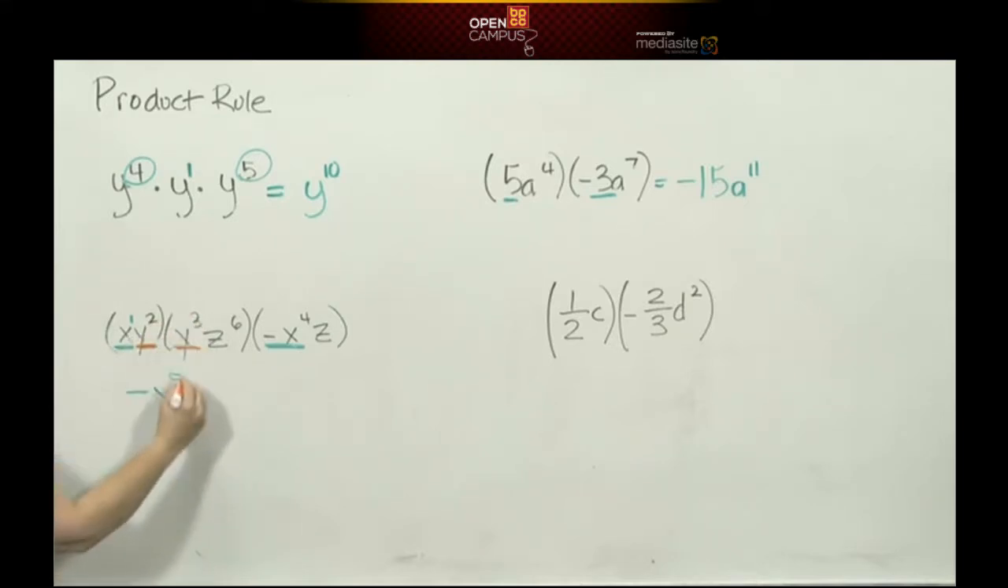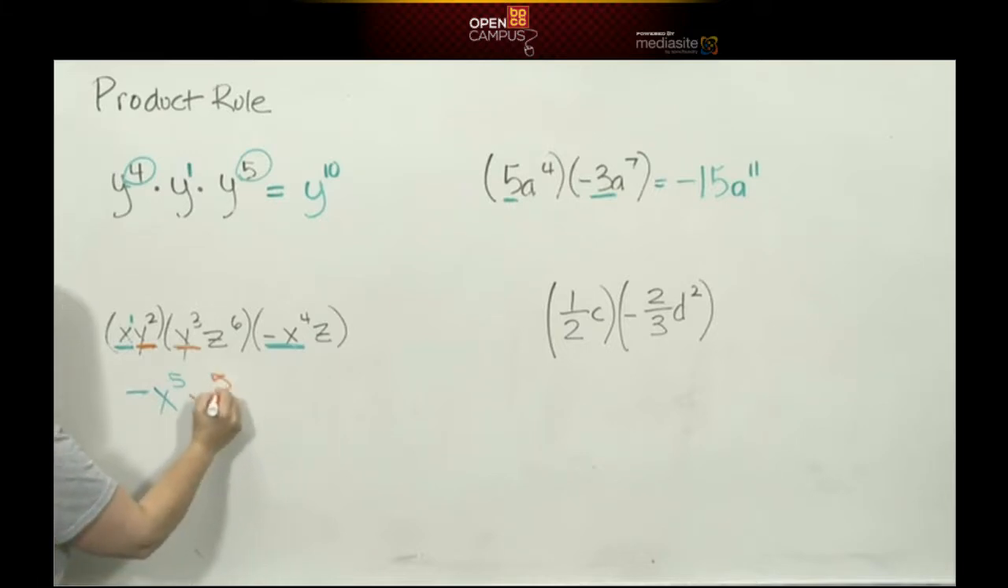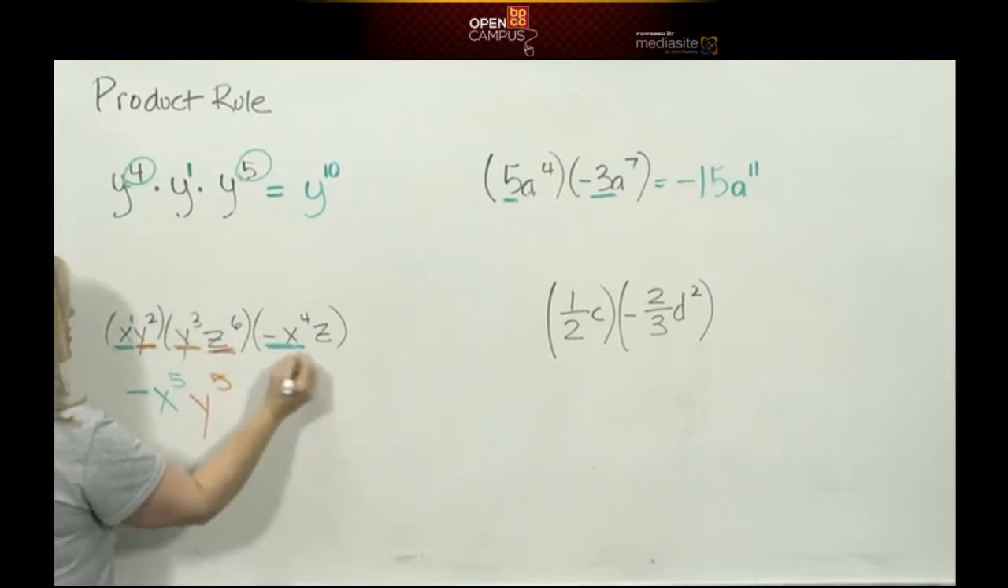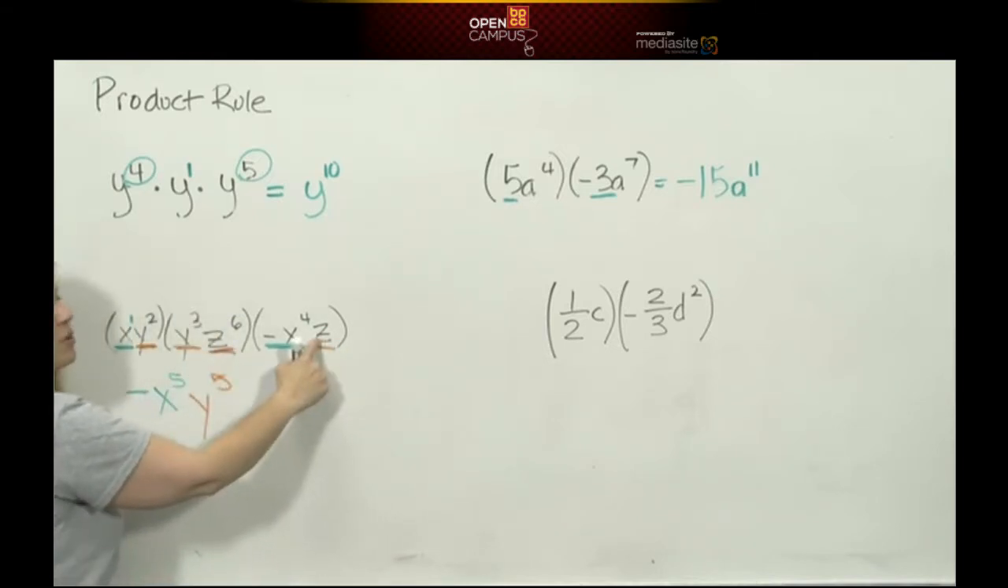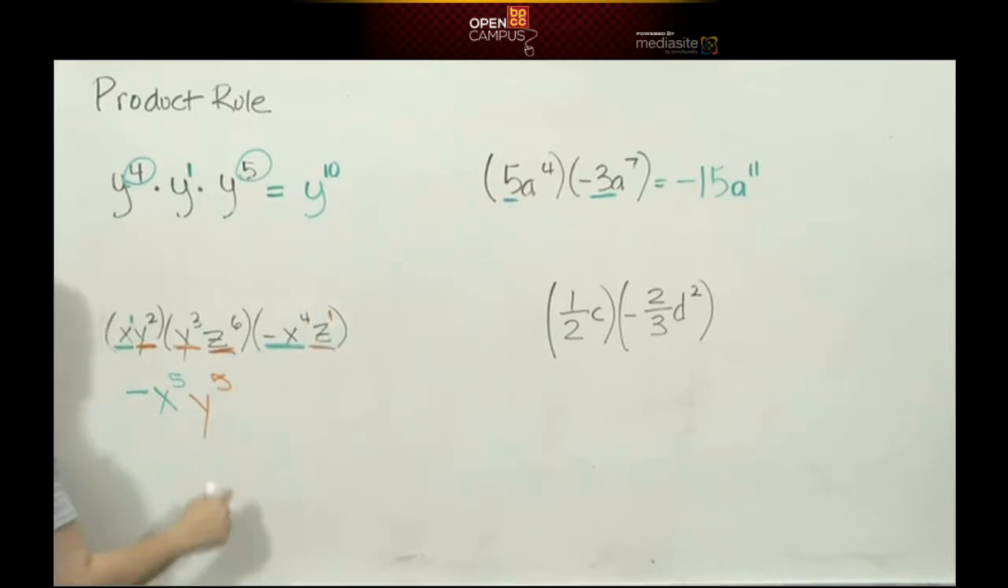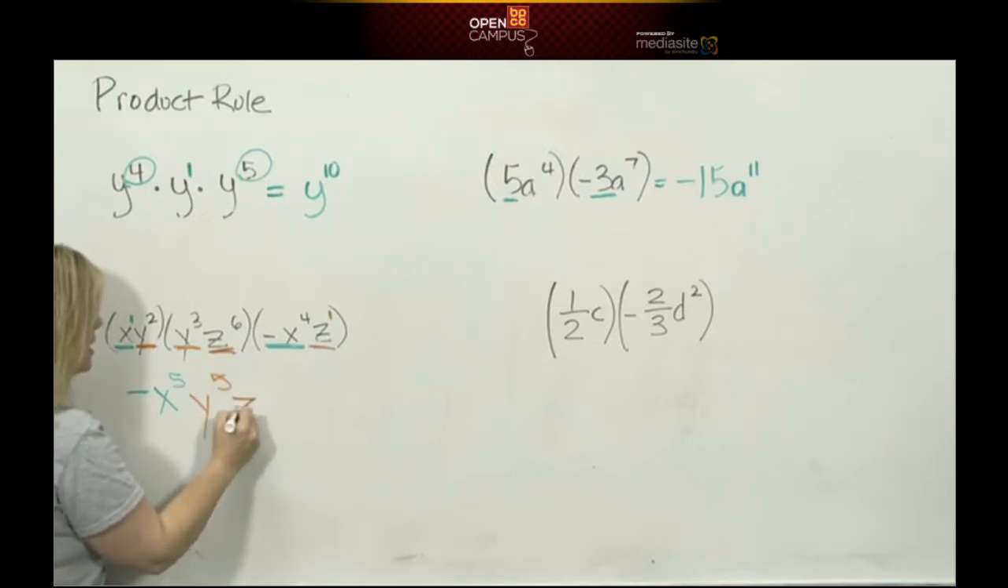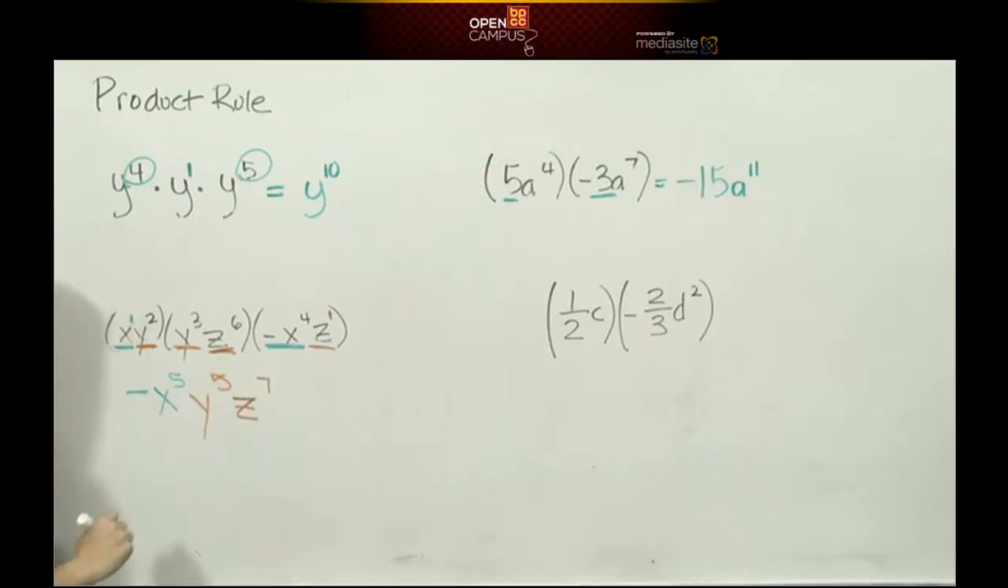2 plus 3 is 5, so that would be y to the 5th. Then I multiply the z's. So I have z to the 6th and z. This term is understood to have an exponent of 1. Z to the 6th times z to the 1st would be z to the 7th. If you look, all 3 variables are still connected by multiplication.